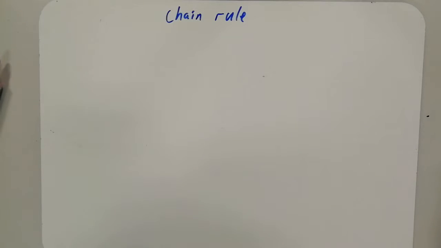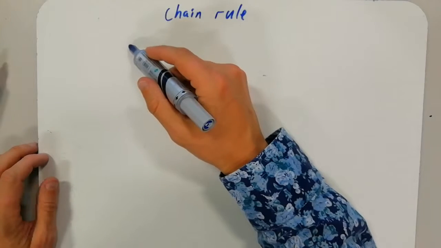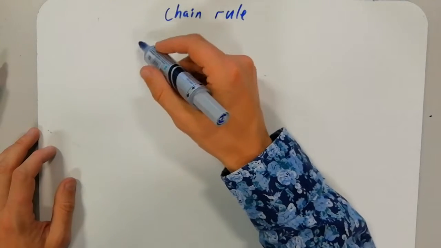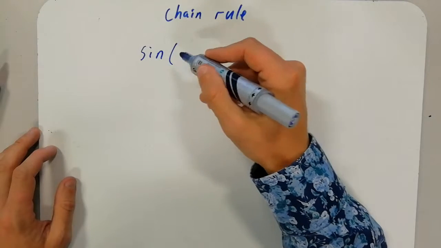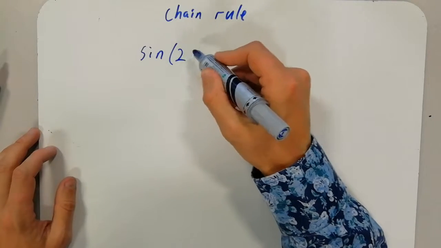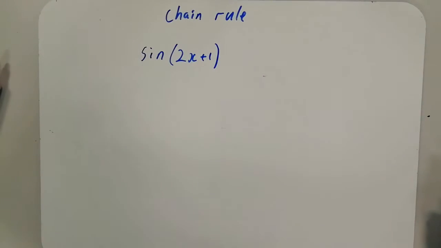Okay, we're going to meet the chain rule. The chain rule is a way of differentiating two functions, one buried within another. So for example, we might have sine of, let's pick a fairly simple one to begin with, 2x plus 1. Okay, so we want to differentiate this.